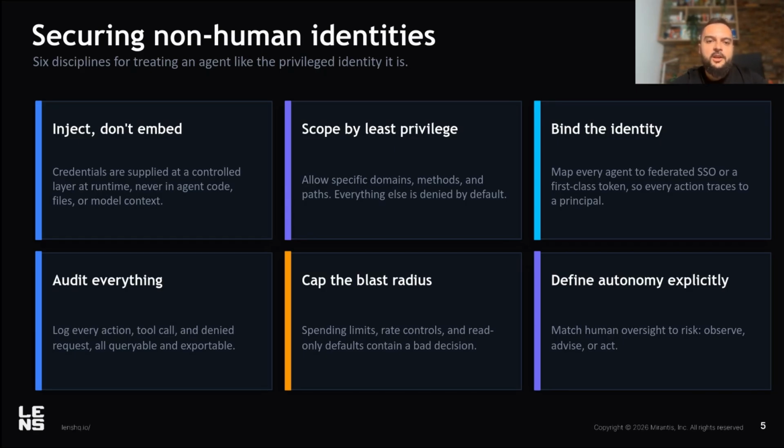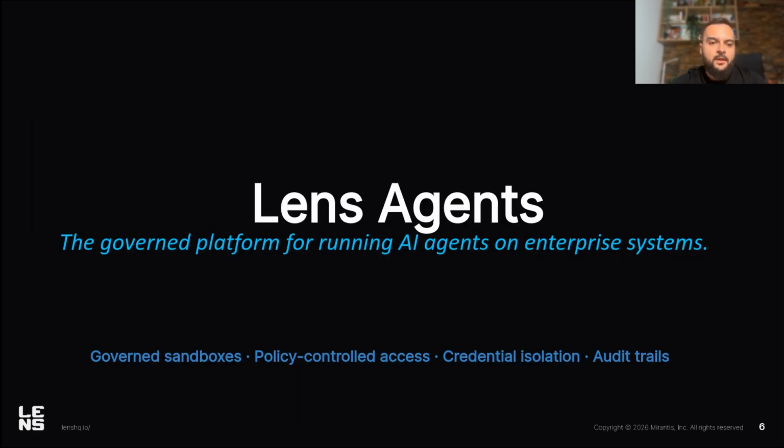Audit everything, including the requests you denied. Cap the blast radius with spending limits, rate controls, and read-only defaults. And it's also very important to define autonomy explicitly, and you should match human oversight to risk: observe, advise, and act on what the agents are telling you.